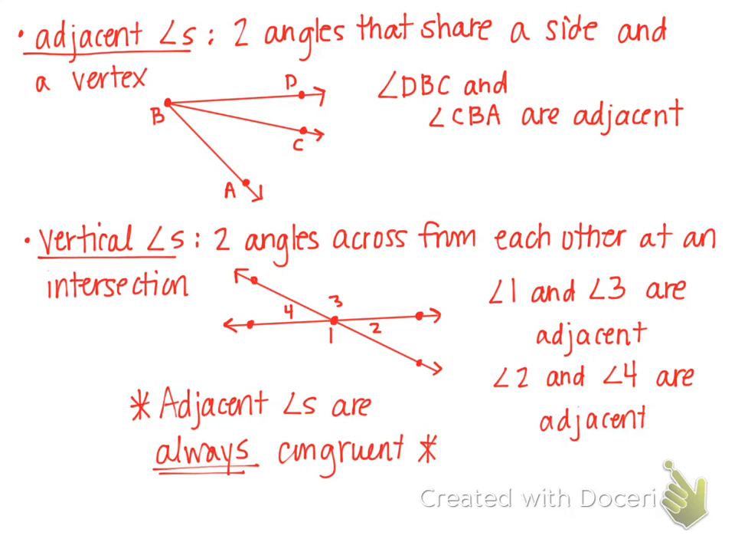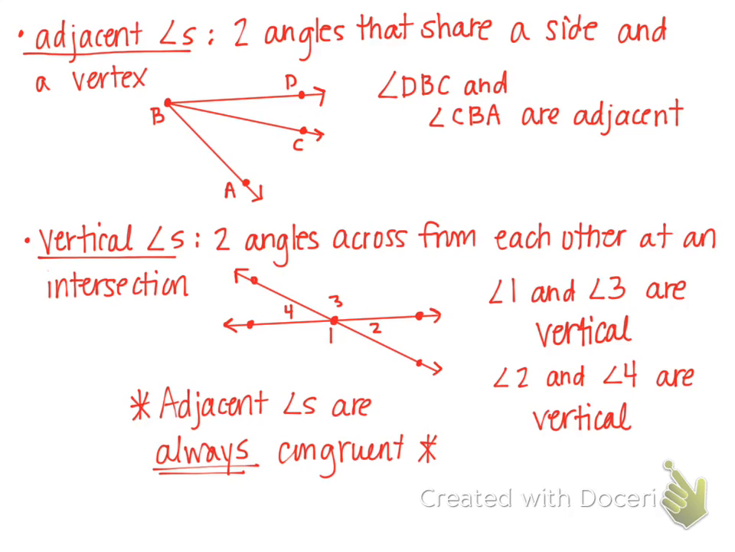The next type of angle relationship we're going to talk about is vertical angles. Vertical angles are extremely useful. They're two angles that are across from each other at an intersection. So, if you look at our picture, it says 1 and 3 are adjacent, that should not say adjacent, it should say vertical. Let me fix that. Okay, got that fixed. Sorry about that. It says angle 1 and angle 3 are vertical. So these are across from each other at an intersection. And also, whenever you have an intersection, you have two sets of vertical angles. So 2 and 4 are also a set of vertical angles.